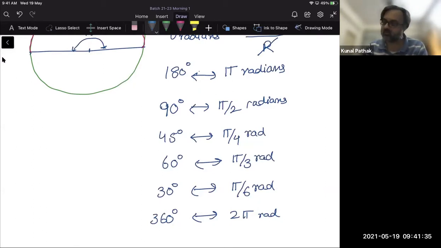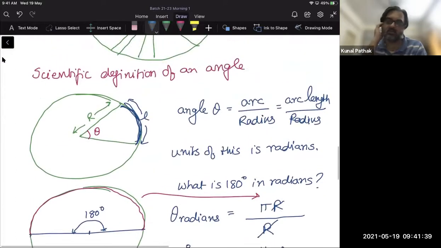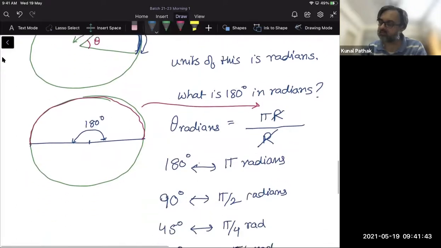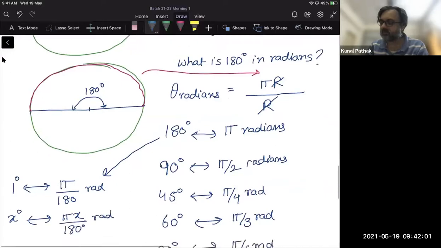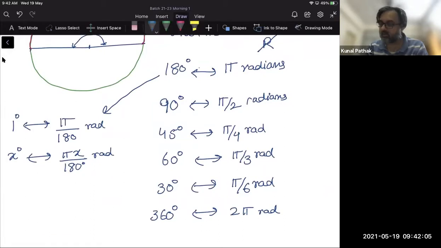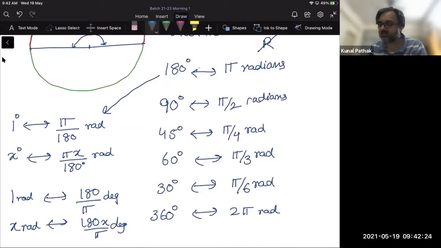It is given in the PDF wala jo notes aapko diya. Everything is given: how to convert from degrees to radians and from radians to degrees. All you have to do is use the unitary method, right? So here you can say that 1 degree is equivalent to pi divided by 180 radians, and therefore x degrees is equal to pi x divided by 180 radians. Or you can go the other way around: 1 radian is 180 divided by pi degrees, and therefore x radians is 180 x by pi degrees. I'll leave this for you. This is the simple conversion, unitary method.